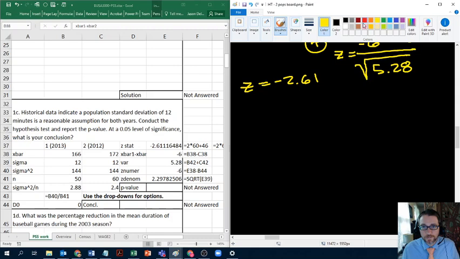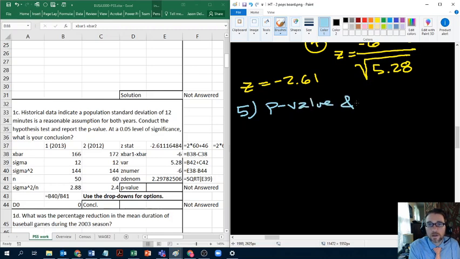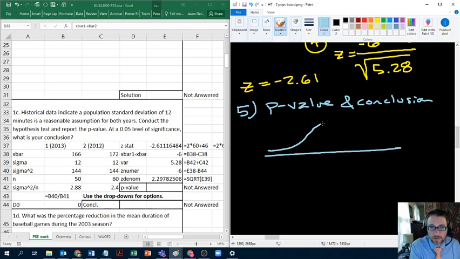So let's take a look at step 5. Just as always, with step 5, we're going to find a p-value and then draw a conclusion. And we learned from step 3 that the distribution we're drawing from is a standard normal. So we've got a standard normal curve here with a mean of 0, standard deviation of 1. And then our test statistic is over here at negative 2.61.